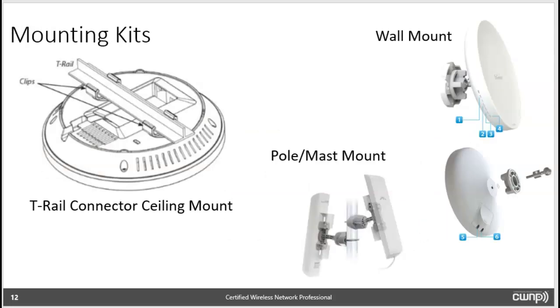Now, as far as mounting kits, there are a couple of different options here. You've got mounting rails. If you've got a drop ceiling, you'll usually see a T-rail connector. If it's on a wall, there'll be some kind of mounting bracket, whether the bracket is attached to the wall and the antennas attached to the bracket, or the whole AP is attached to the wall. Most of the time outside, I'm going to do a pole or mast mount. And then you'll see some kind of U-clamps that clamp to the pole and allow me to run cables through. So one thing is just deciding where you're going to mount this stuff.